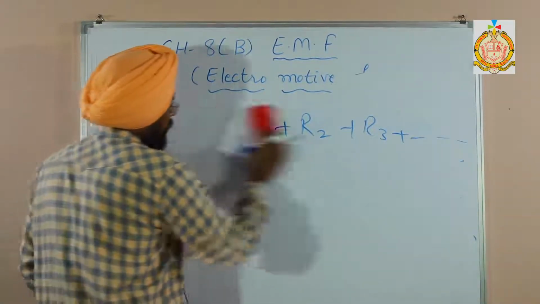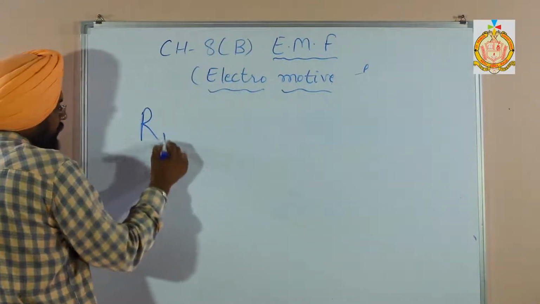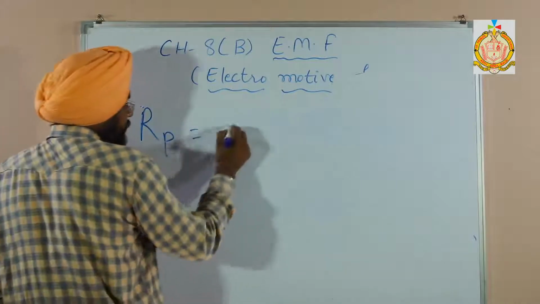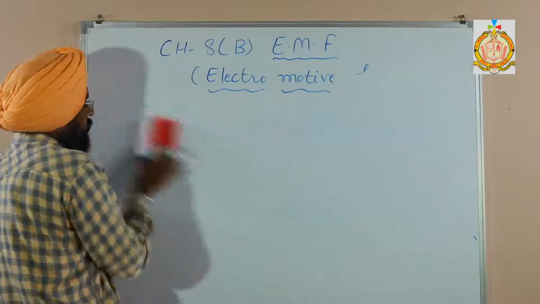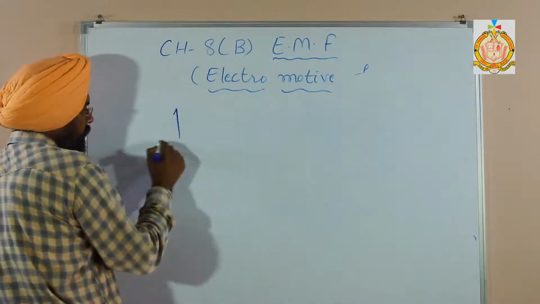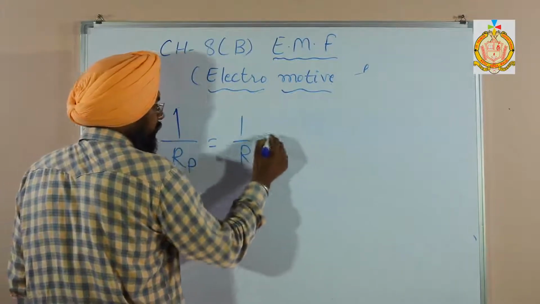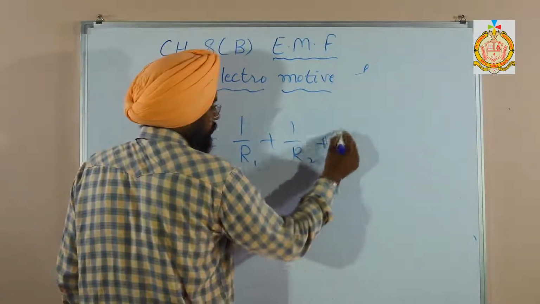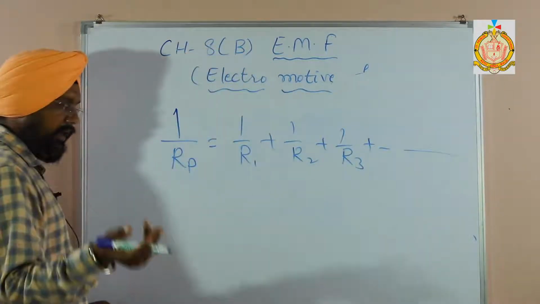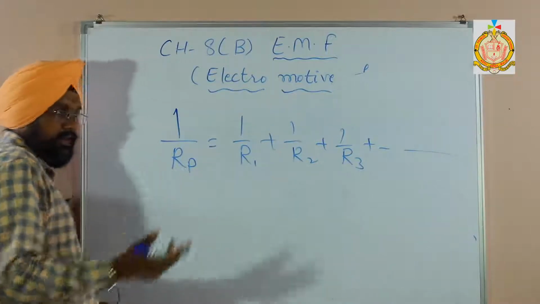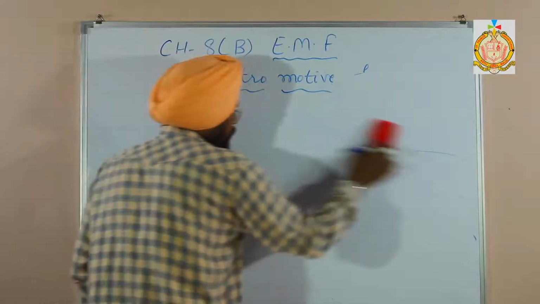Next we have parallel. For R parallel, RP, we write 1 upon RP equals 1 upon R1 plus 1 upon R2 plus 1 upon R3 and so on, up to 1 upon Rn, for however many resistors there are. By using this we can solve numericals.